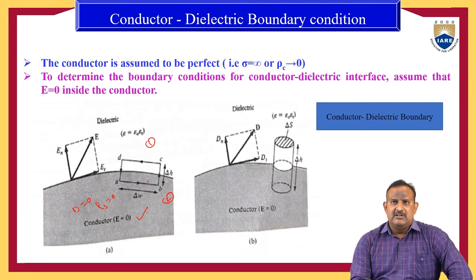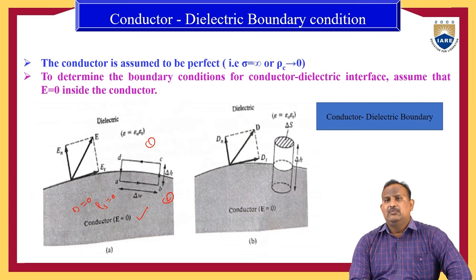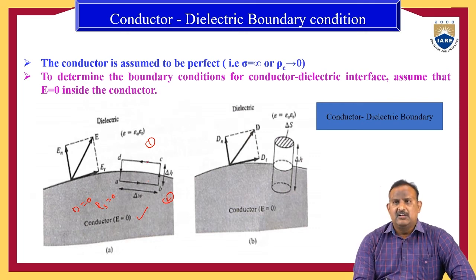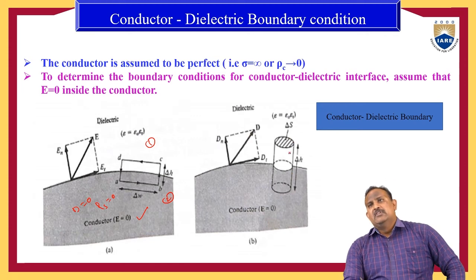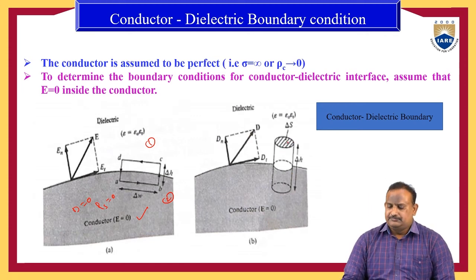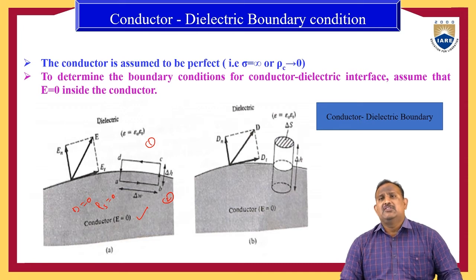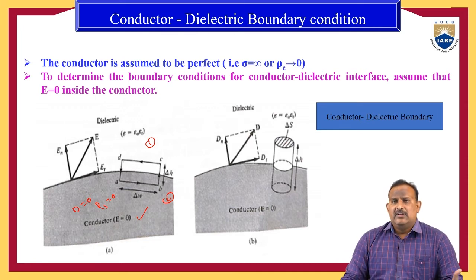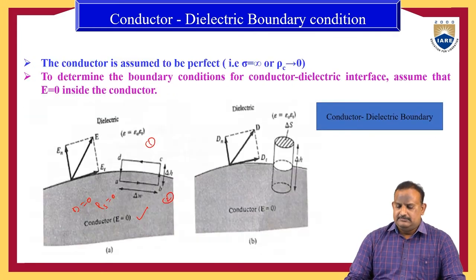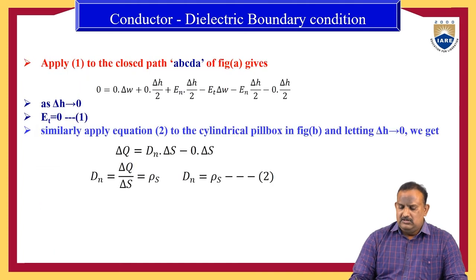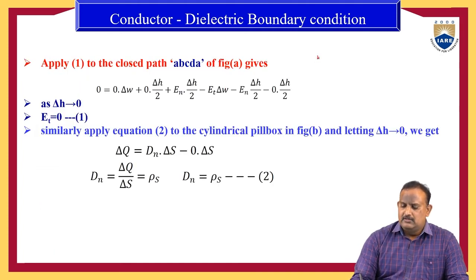Same as the previous method, to find the boundary condition, assume a rectangular box. To find the dielectric flux density, assume a pill box, same as the previous one. Here apply Maxwell's first equation to the rectangular box, same as the previous one. I will draw that rectangular box.